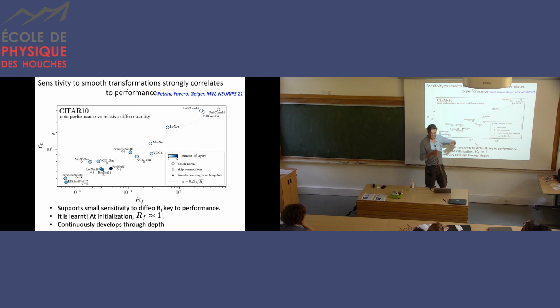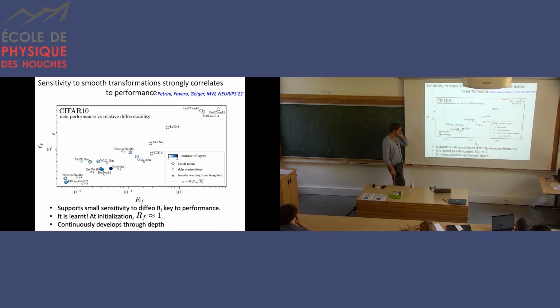You can look in depth at how you become stable to diffeomorphisms. In those networks, if you are in the lazy regime, it would only be at the last layer. The representation is essentially not changing. Here, it's completely a feature learning regime, because you see that R_f, if you measure it internally, decreases from the input to the output. So it's really that you're changing the representation of the data. Yes, and all this is learned.